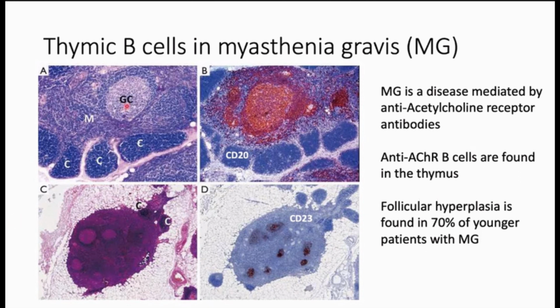You can see germinal center B cells forming within the medullary region. They're stained for CD20, and you can see, again, this is a B cell cluster with follicle formations, and they're even staining for CD23, showing that they have a nice FDC meshwork. So these are true germinal center B cell responses that we typically don't see in a healthy thymus, but are being seen in the case of myasthenia gravis.